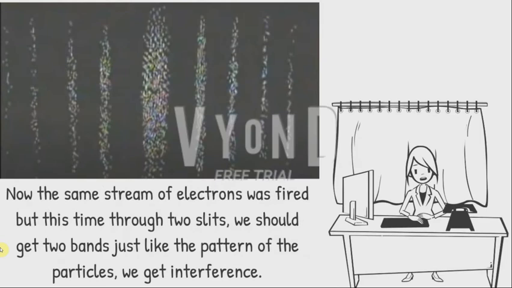Now, the same stream of electrons was fired, but this time through two slits. We should get two bands, just like the pattern of the particles. But wait, we get interference.